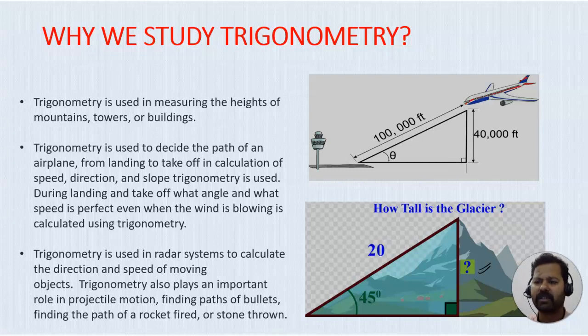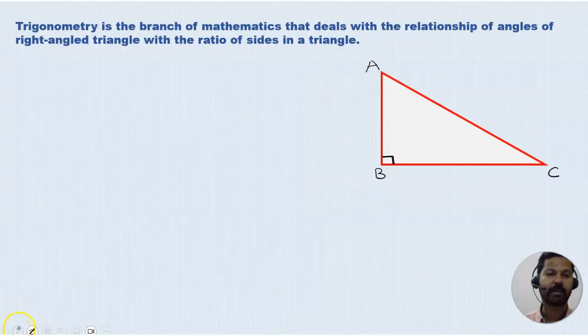You must have seen somewhere in movies or also heard that at the boundary of our nation, a radar system is set up to check whether any enemy planes are entering or not. So how are they doing it? This technology also uses the information or knowledge of trigonometry. So this chapter is very important. So let's start this chapter by understanding what trigonometry is.